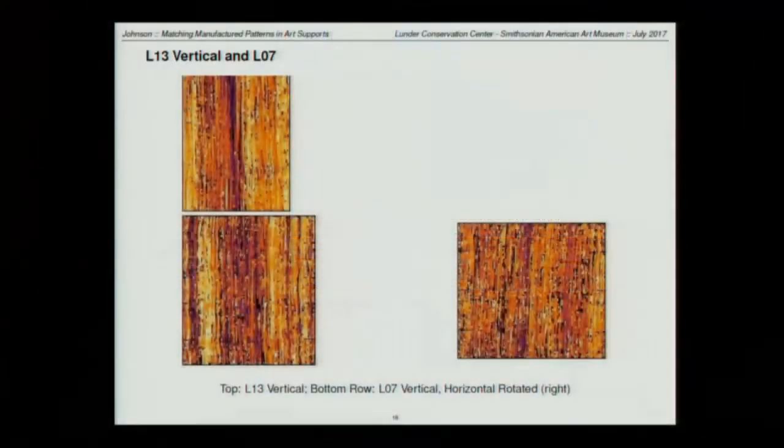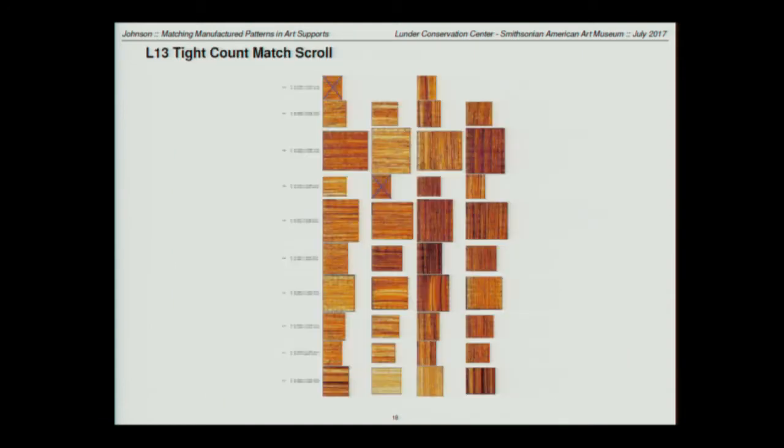This is the vertical count for the one that we're interested in, the first choice for L7. Those don't match either. How many of these do we have to go? We got eight. Forget it. I'm not going to do all the slides. Let's just jump to a group of them all. So here's the four possibilities.